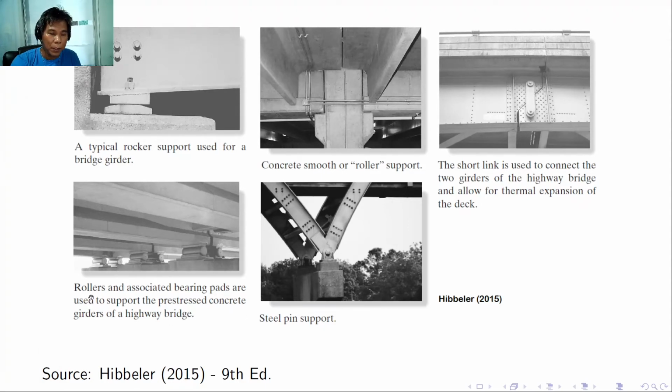The lower picture is rollers and associated bearing pads which are used to support the pre-stressed concrete girders of a highway bridge. Some of the bridges nowadays, we don't use these rollers directly, but we use the bearing pads, the rubber bearing pads, elastomeric pads. They are flat, rectangular, and layered, and that will be idealized also as a roller. Also, we have the steel pin support here, the last picture.